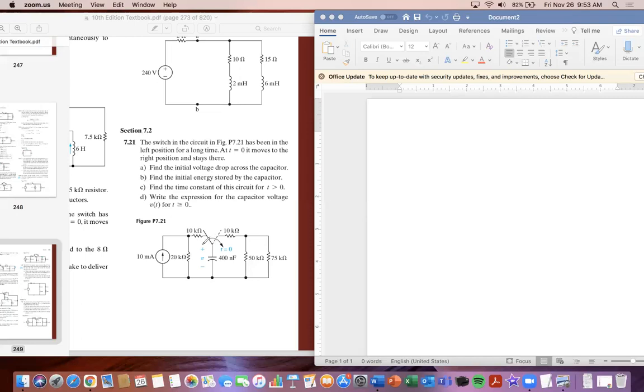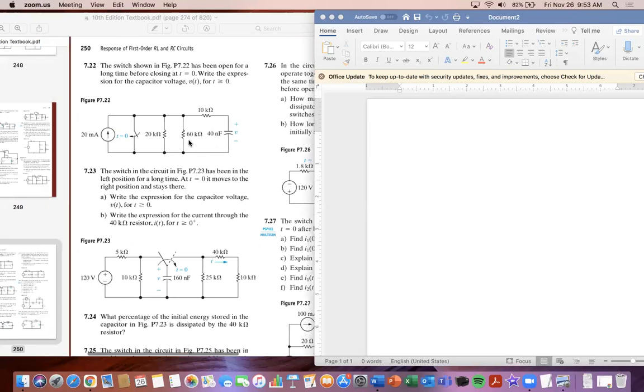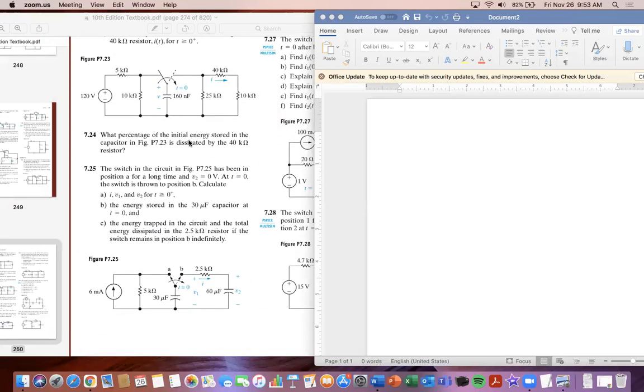Then let's go to 7.23. I think this is another capacitor one. Let me look here. Actually, that's exactly the same. I'd rather do 7.25 because I have a feeling he's going to question us on that. Oh yeah, I'll do the AP one after. I know 7.25 was one that was in one of his handouts, I believe.